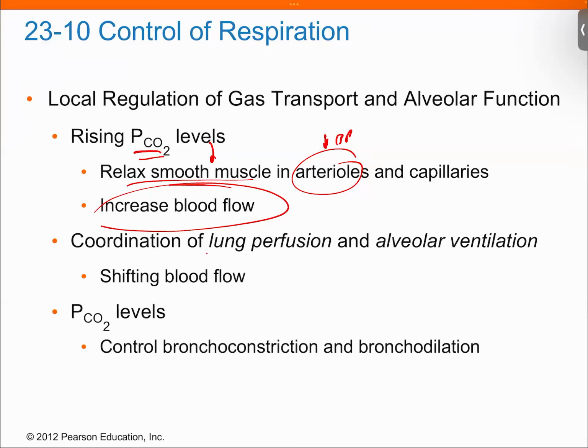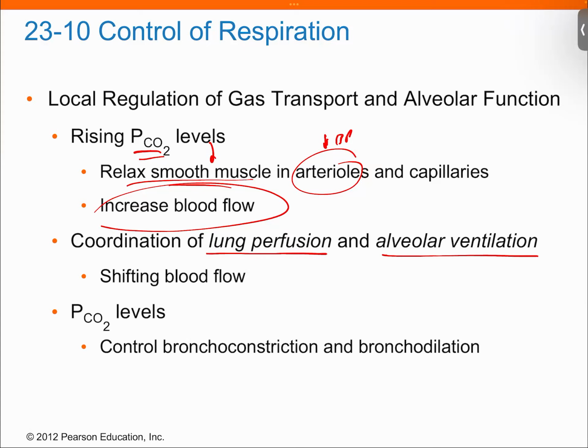You also have the lung perfusion with alveolar ventilation, right? So this is that coordination of the movement of blood through the capillaries on the pulmonary side of things with the flow of air. So coordinating to make sure that when the blood comes through to do the exchange, there's air in the alveoli in order to exchange with. That's what this is about.